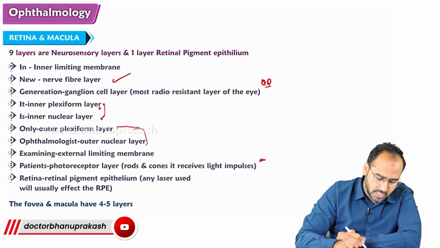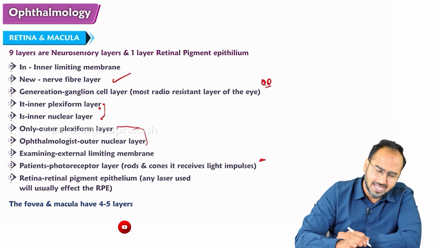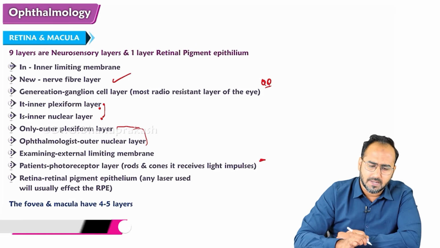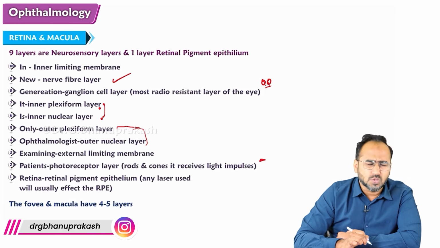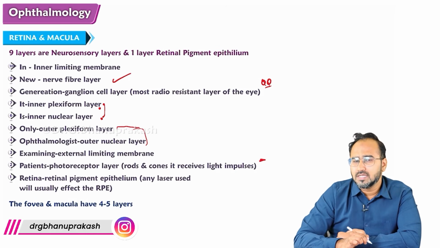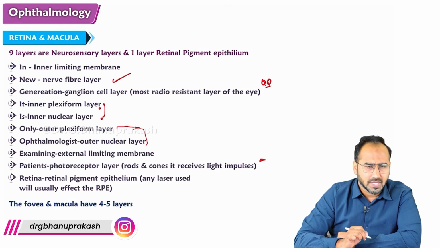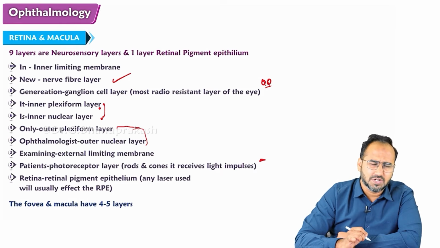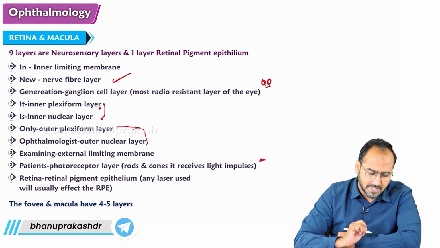And the last is what? The retinal pigmentary epithelium. Whenever we use any laser in the eye, it usually acts on the retinal pigmentary epithelium. So guys, you don't have to remember all the layers, but you have to remember which is the most radio-resistant layer in the eye. It is the ganglion cell layer. And which is the layer commonly affected by lasers and all? It is the retinal pigmentary epithelium.